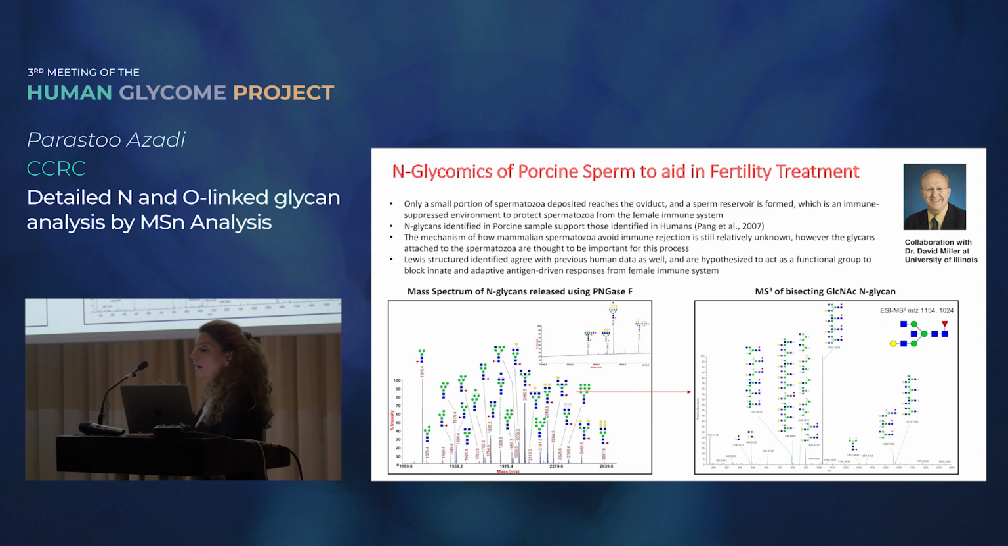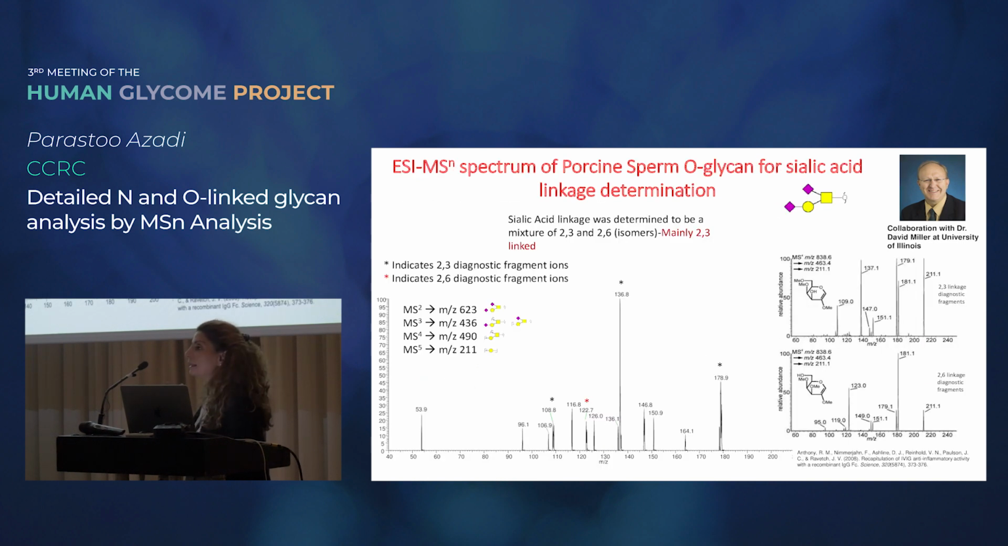So they also found bisecting in 2007. So definitely it is postulated that bisecting and Lewis structures may be responsible for this. But they had also detected Siglec structures in the tract. And they wanted to know whether sialic acid could also be playing a role in here.